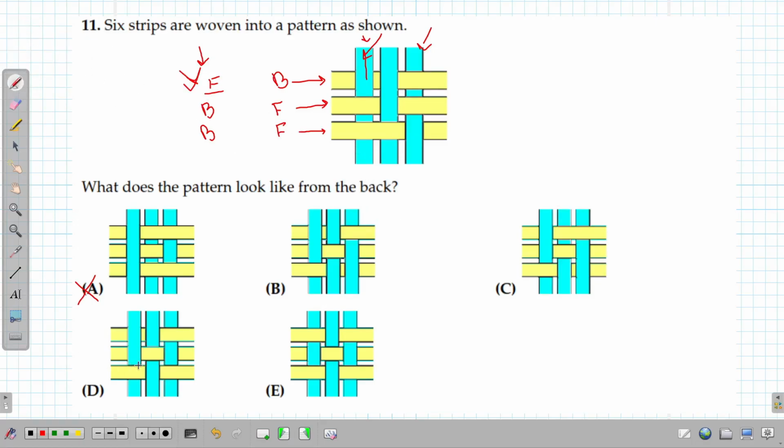Now let's look at D. The yellow strip is in front of the blue strip, so it's correct. And here the yellow strip is behind the blue strip, so this is also correct. And here the yellow strip is in front of the blue strip, but it should be behind the blue strip. So yeah, this is false, and D cannot be an answer.